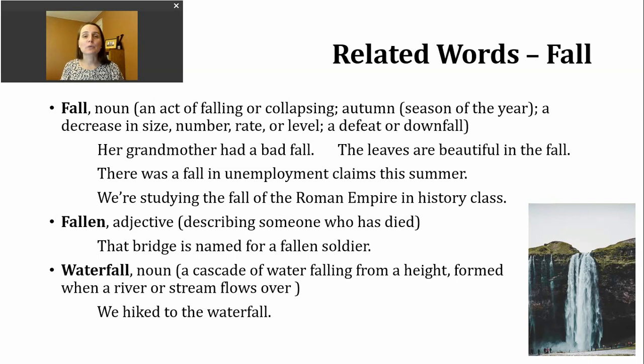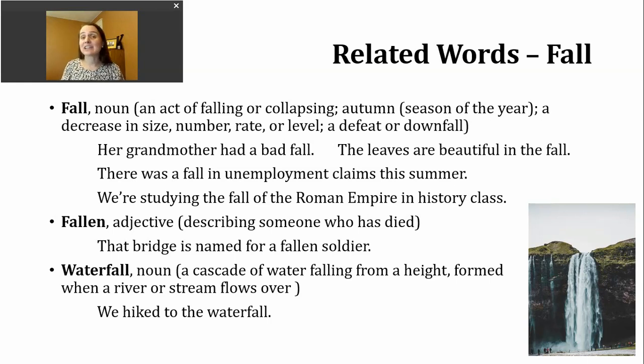The next word we're going to take a look at is an adjective. It's fallen. This can have a few different meanings as well, but I think what you might unfortunately hear it used more commonly is to describe someone who has died. An example of this, that bridge is named for a fallen soldier.